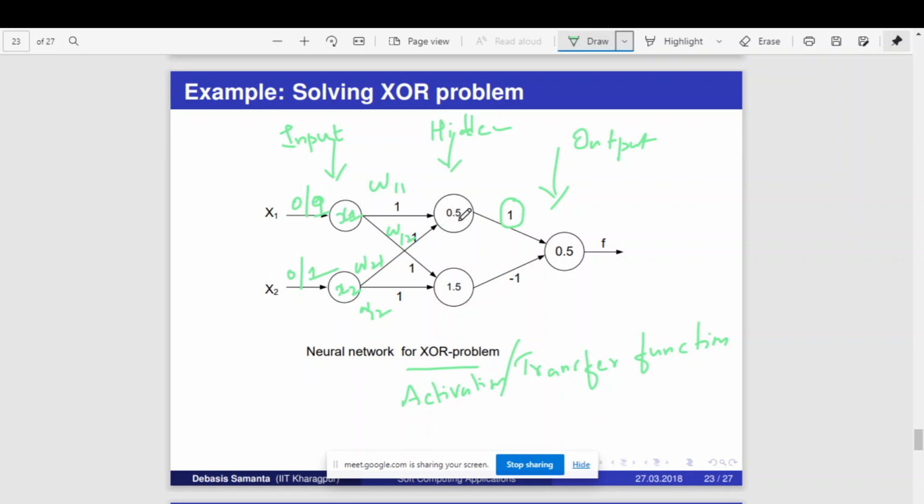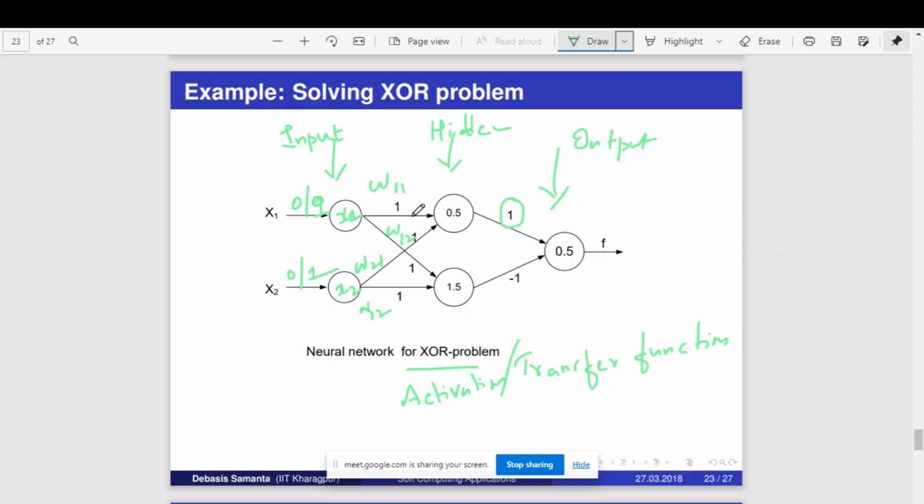That is the logic. This neuron will activate if it receives an input which is greater than 0.5. If it is greater than 0.5, it will output 1. And this neuron will activate if it receives an input which is greater than 1.5. If it is greater than 1.5, it is going to output -1. So that's the whole logic.